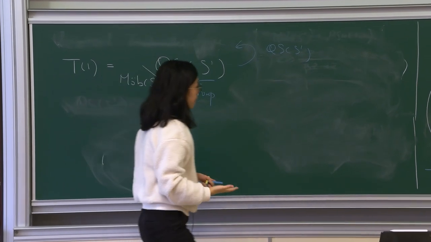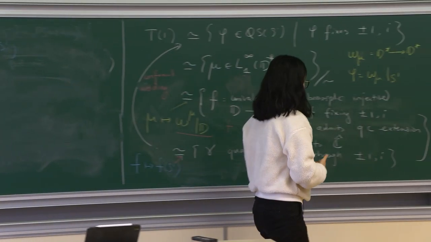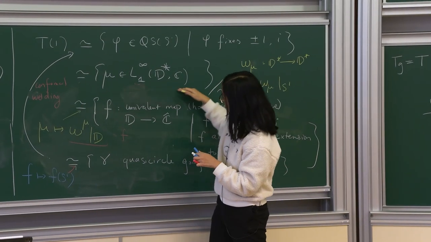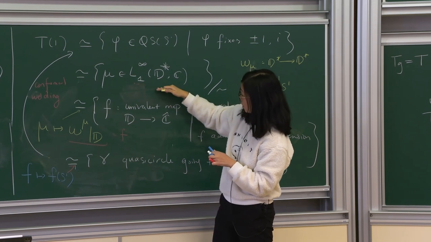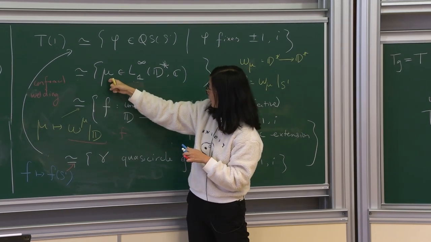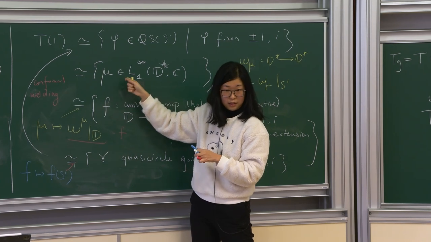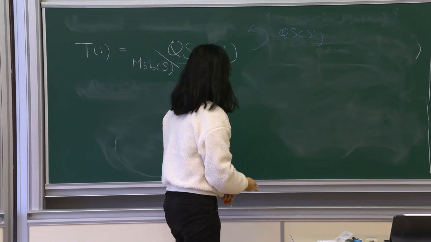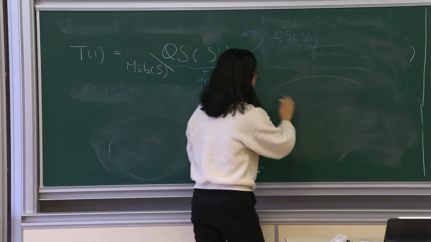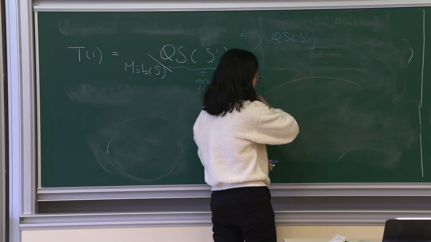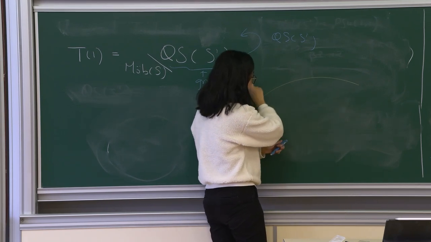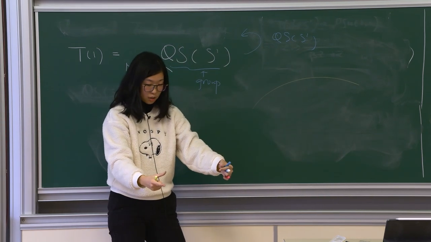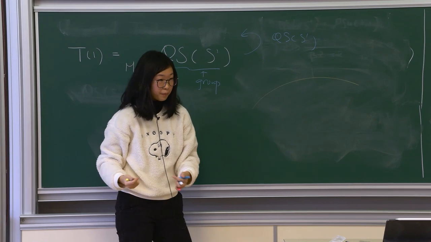And this space also has a complex structure, which is easier to see from these two definitions of the universal Teichmüller space. So mu itself is a complex valued function. And what do I mean by a complex structure? In the finite dimensional case, if you have an even dimensional manifold, what you want is to find local charts which map to C to some power.